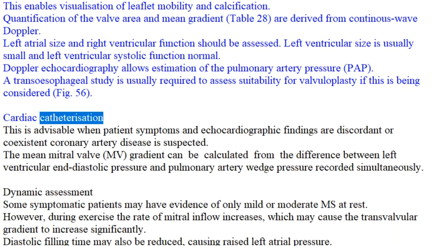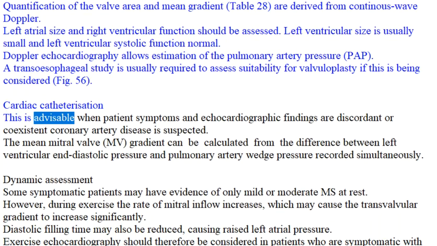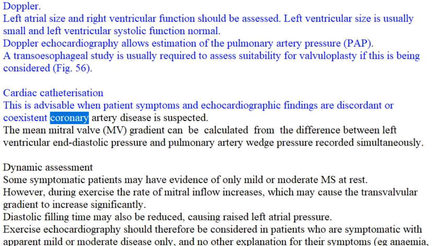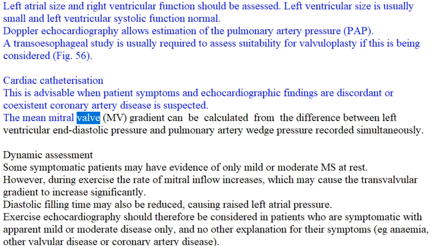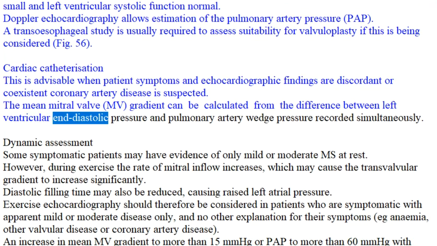Cardiac catheterization. This is advisable when patient symptoms and echocardiographic findings are discordant or coexistent coronary artery disease is suspected. The mean mitral valve, MV, gradient can be calculated from the difference between left ventricular end diastolic pressure and pulmonary artery wedge pressure recorded simultaneously.